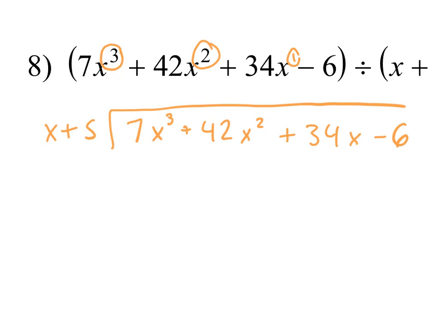What do we do first? Fill out the 7x cubed. So what times x gives us 7x cubed? 7x squared. After we write it on top, what do we do? Multiply by everything else. Awesome. So 7x squared times x is 7x cubed. What's 7x squared times 5? 35x squared.